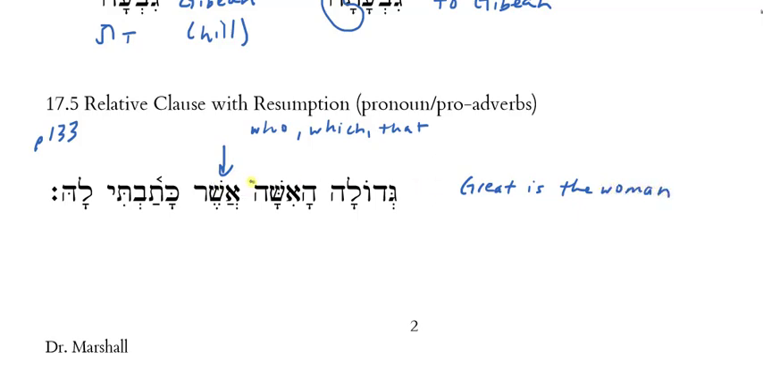And then the asher clause is telling me something about the woman, right? Now, what do we call the noun that's being modified by the asher relative clause? We call that the head noun or the antecedent. Okay? And the whole relative clause modifies it. What is it about the woman that is great? Great is the woman who, asher, kathavti. What does kathav mean? To write.